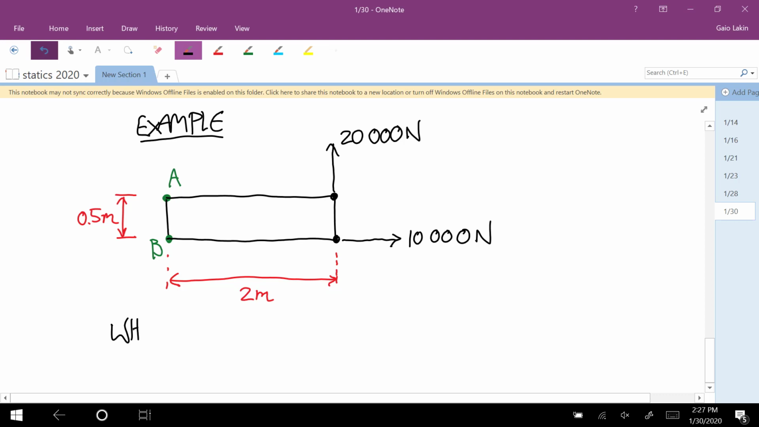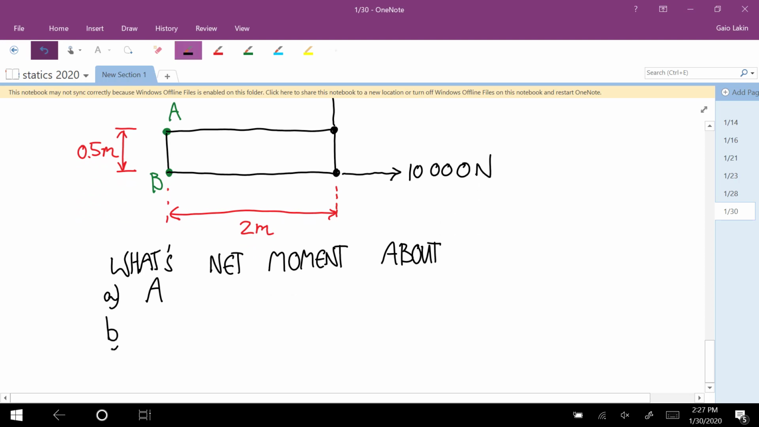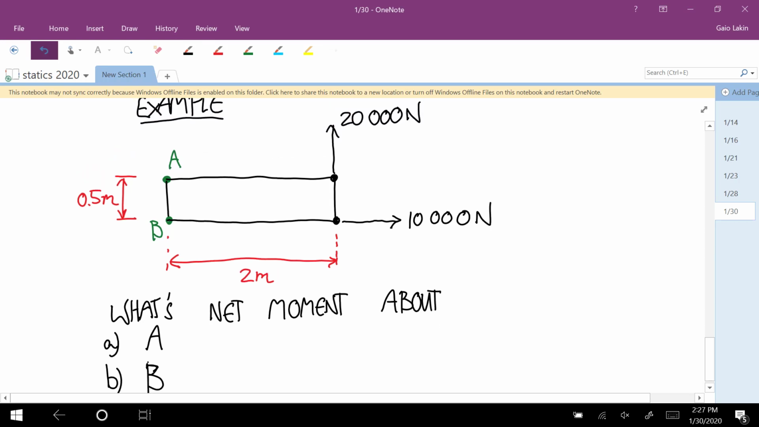And we want to calculate the net moment, so that's the sum of all the moments, first about the point A, and then we'll do it about the point B. And what we're going to see is that the moments depend on your about point. If you choose a different about point, your moments are going to come out different.